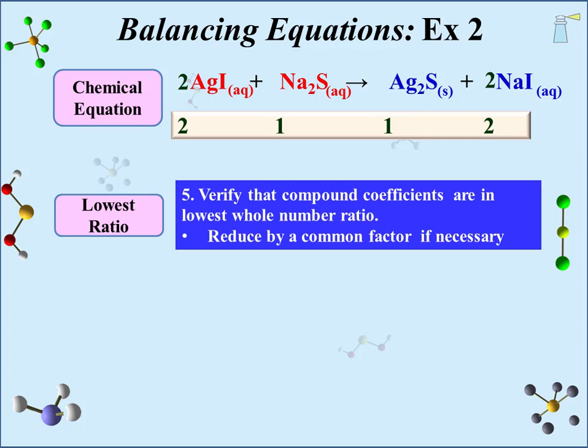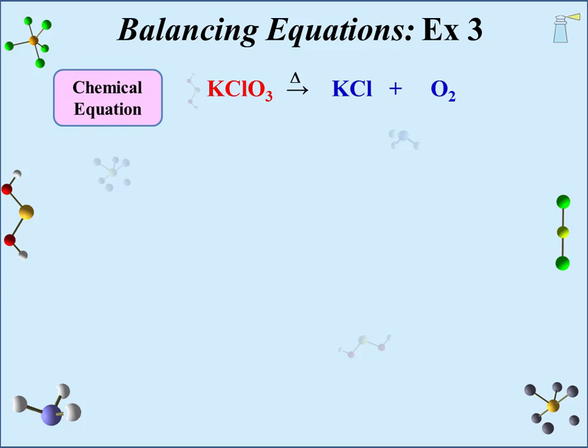On to the next example. And this equation looks like it might be relatively easy to balance since there are only 3 compounds in total. In fact, there are a few new concerns to deal with in balancing this equation. The equation has potassium chlorate decomposing in the presence of additional heat, note the delta sign, into the salt potassium chloride and molecular oxygen gas.